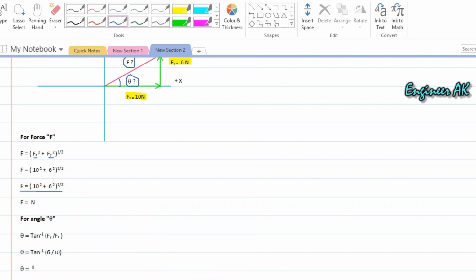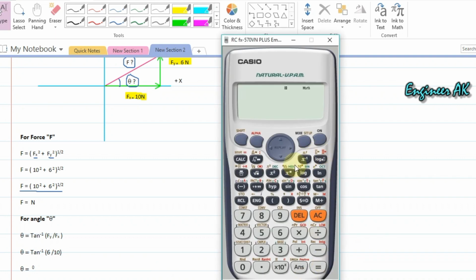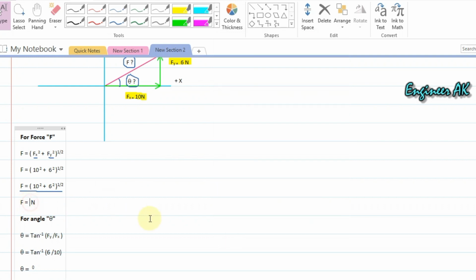Now let's plug in the values in the calculator. Under the root, 10 squared plus 6 squared. What I will get is 11.66, so 11.66 newton.